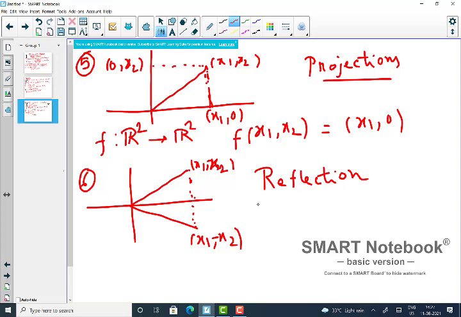Reflection. So what is the definition? x1, x2 going to x1, minus x2. So this is reflection on the x-axis. Similarly, you can have reflection on the y-axis also, like this. So these are all linear maps.